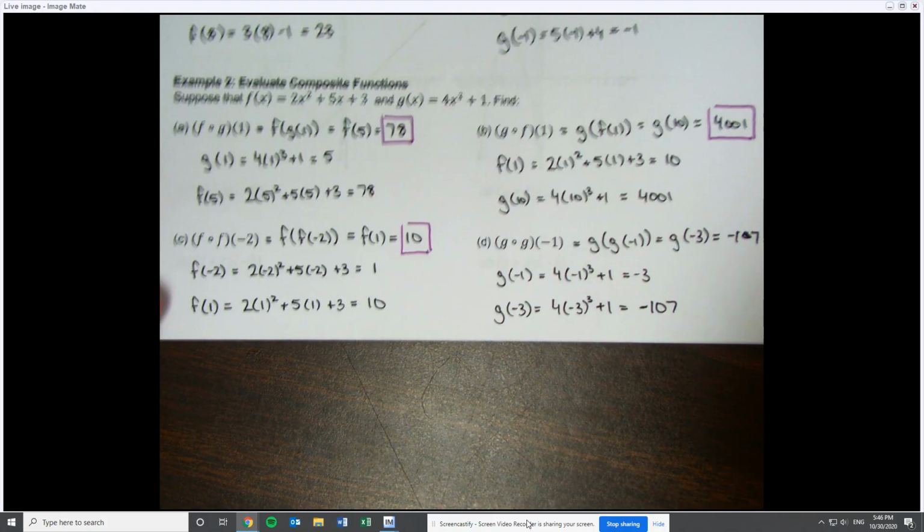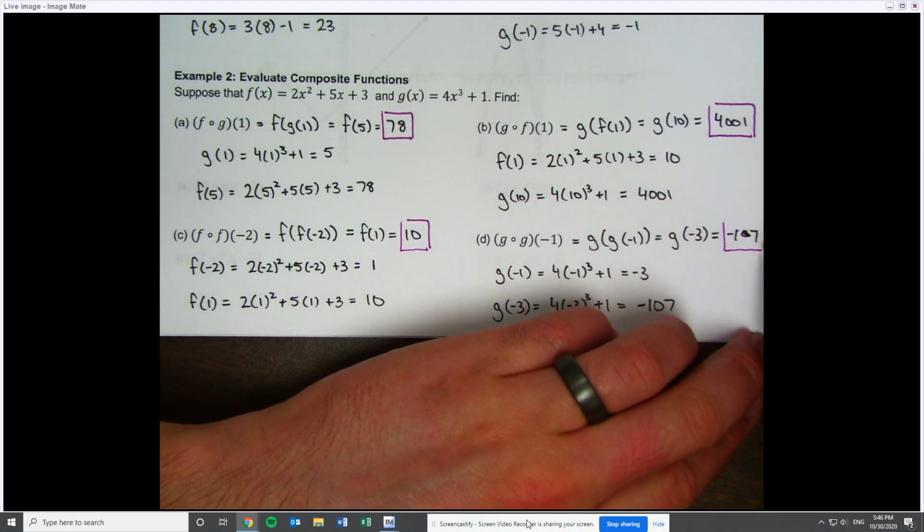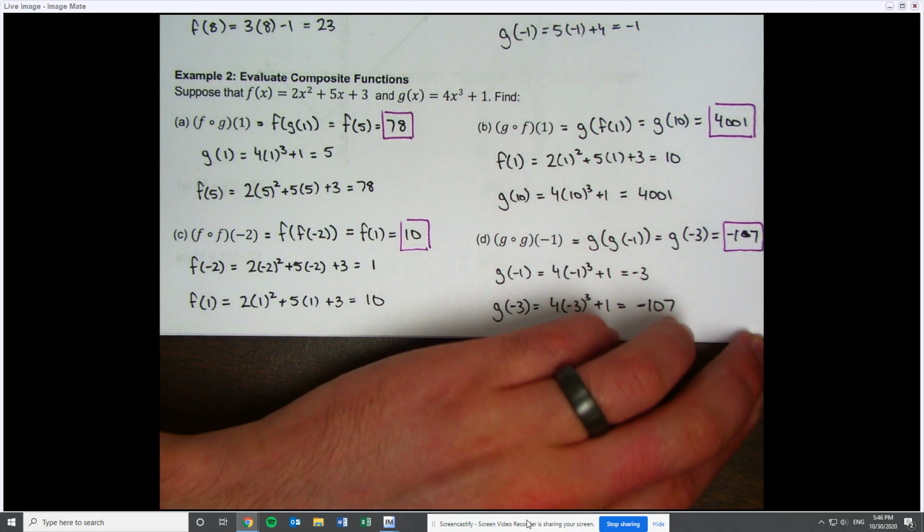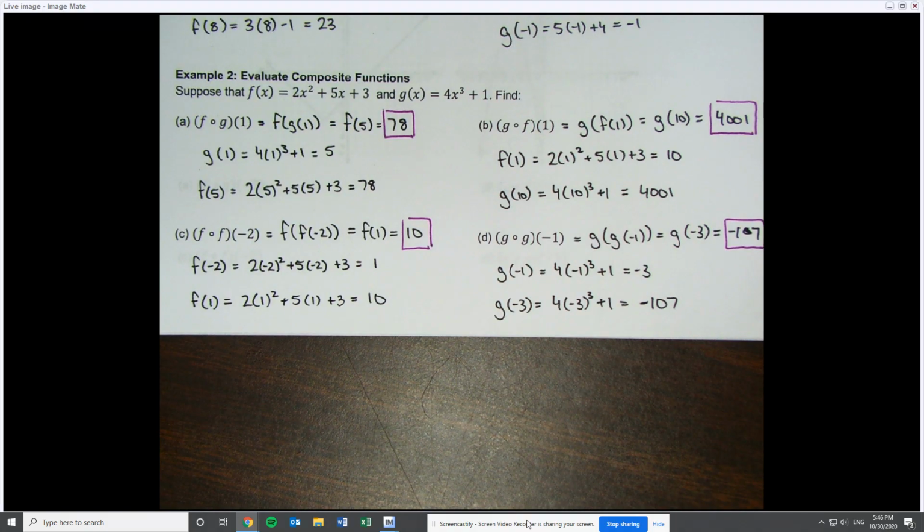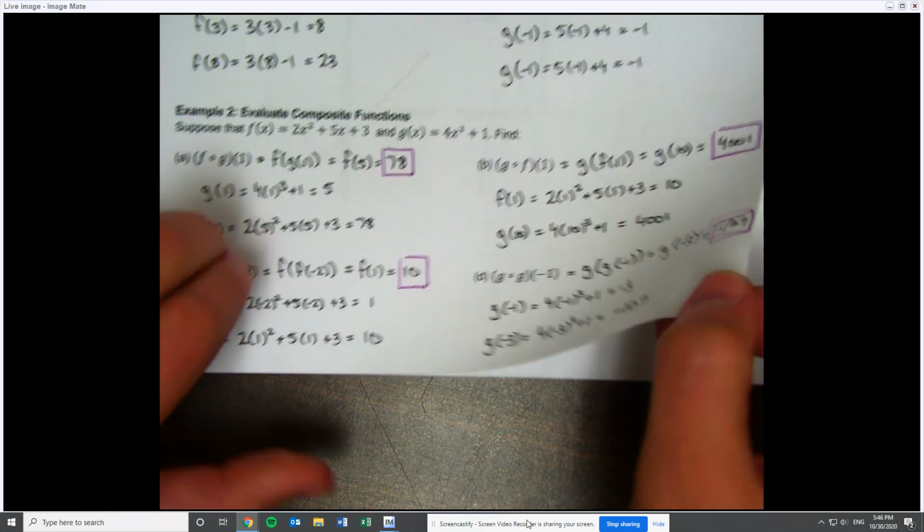All done. So hopefully you found these all to be pretty straightforward and easy. All right, moving on. We are still going to be evaluating at particular numbers, but I'm going to show you a different way to go about it.